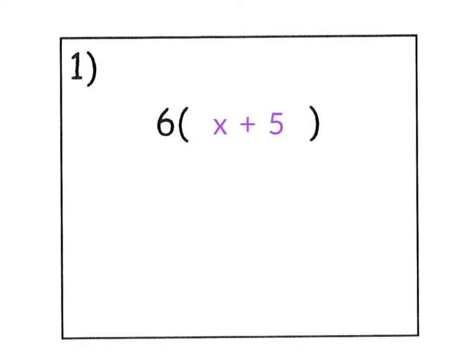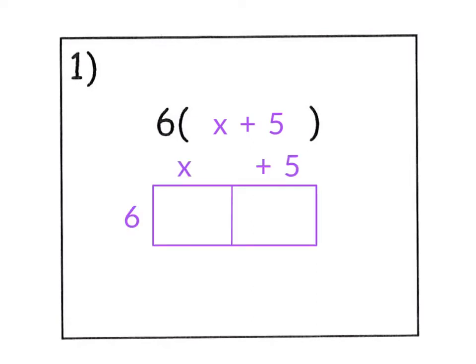So one way that this could look is we could draw in arrows to show, hey, what I'm going to do is I'm going to multiply the 6 times the x, and I'm going to multiply the 6 times the 5. But I feel that that gets a little sloppy, and sometimes it's hard to remember what we're actually multiplying, especially if there's more than 2 terms in the parentheses. So instead, what we're going to do is we're going to use a box.